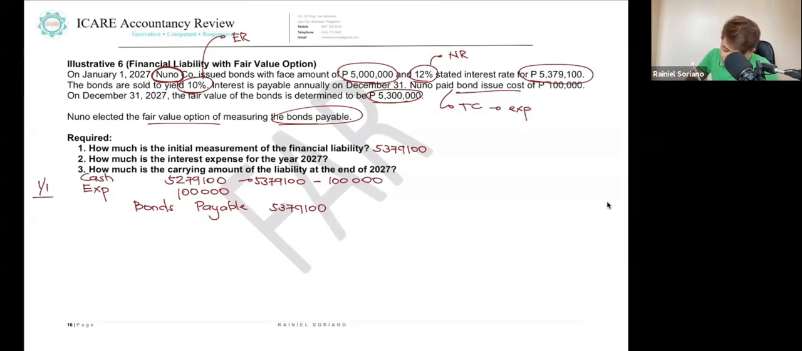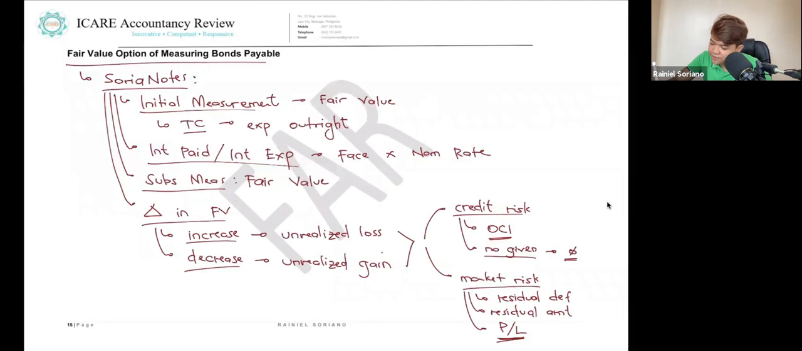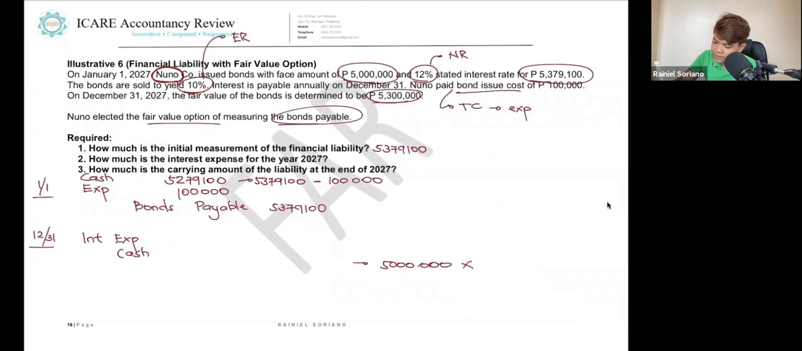Ngayon, on December 31, what will be our journal entry? First, we debit interest expense. Then we credit what? We credit cash kasi magbabayad tayo eh. Magkano to, guys? This is equal to face amount, which is equal to 5 million. Sabi natin, kapag interest income and interest expense, face times nominal lang yon. Times the nominal rate, which is equal to 12%. So debit interest expense now equal to 600,000. Then we credit cash equal to 600,000 pesos.